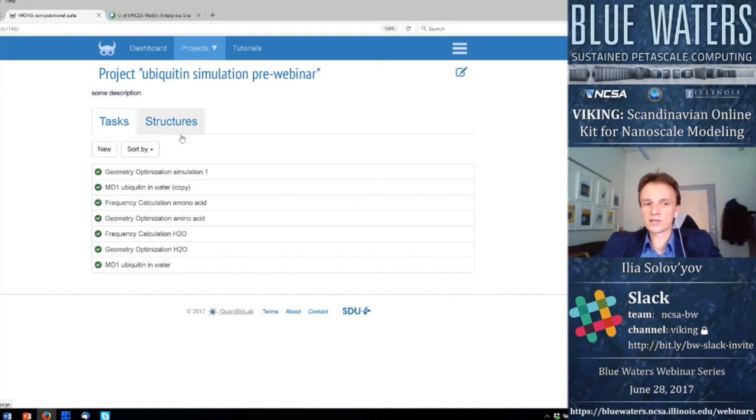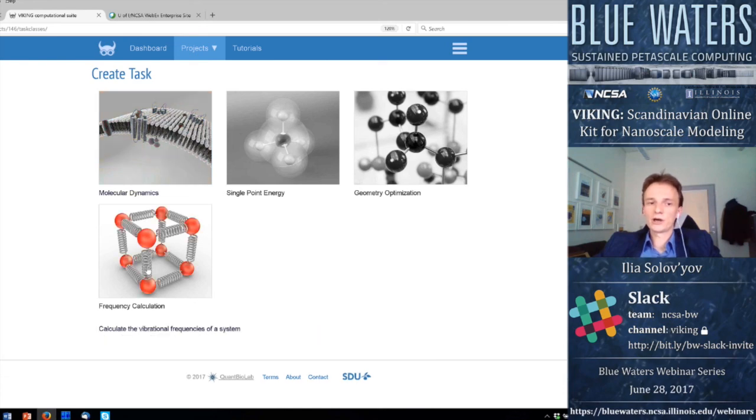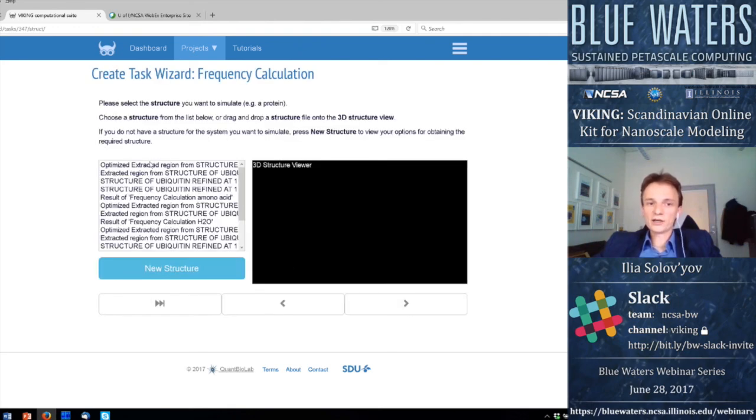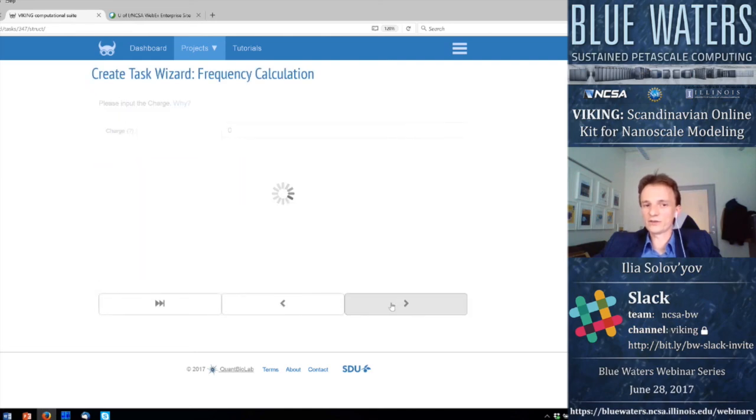this structure for frequency calculations, I go here to my project, and you see that geometry optimization simulation 1 is among my completed tasks. I click set new task, and I choose frequency calculation as my next task. Here at the frequency calculation, I select the optimized molecule that was obtained in the case of the geometry optimization before, and then I proceed with the Viking Wizard.